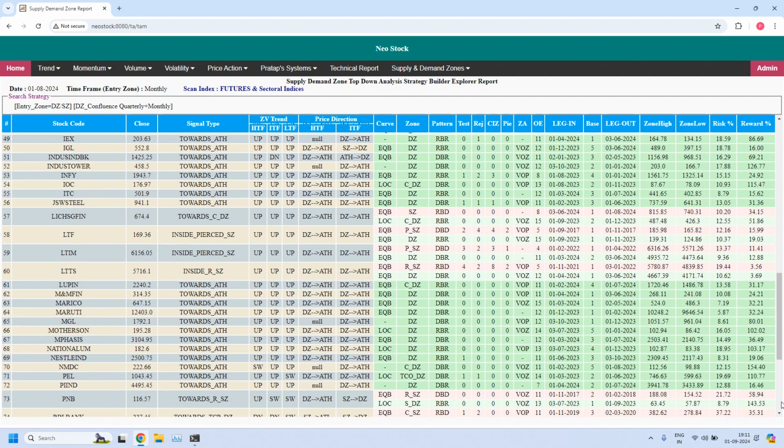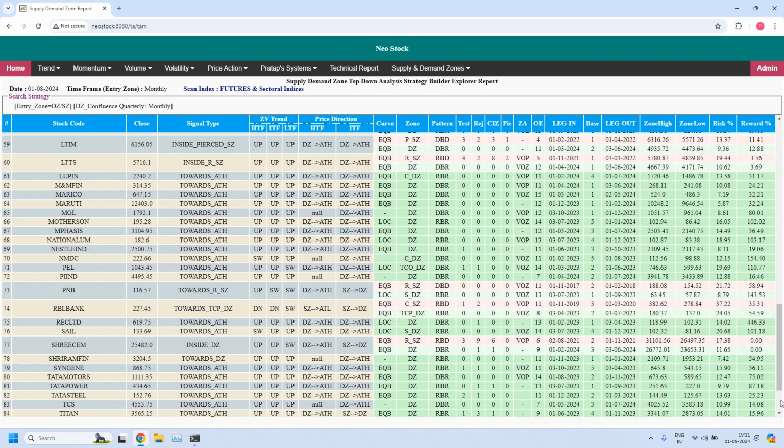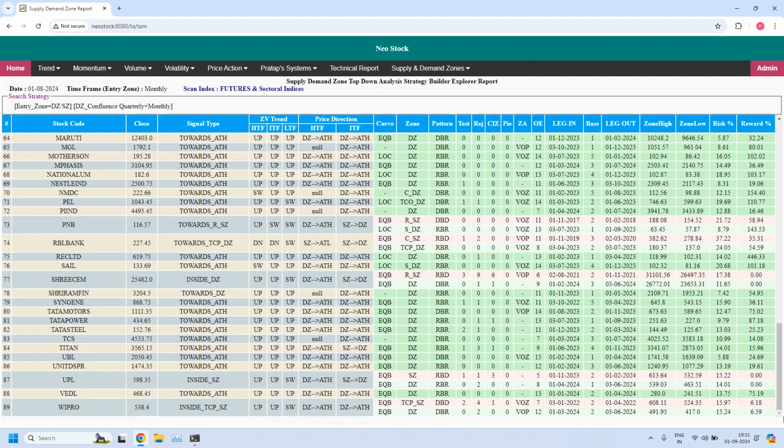Let me further scroll down. Again further I am scrolling down. So total 89 stocks are filtered. In all these 89 stocks, monthly zones and quarterly zones are having confluence with each other, demand zone confluence. This is what we are seeing here.